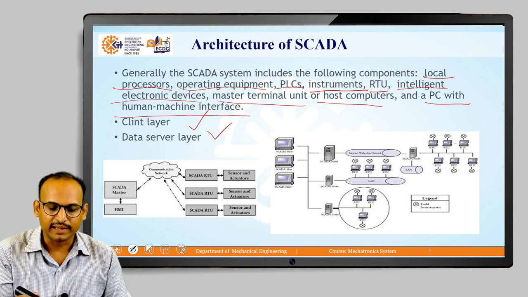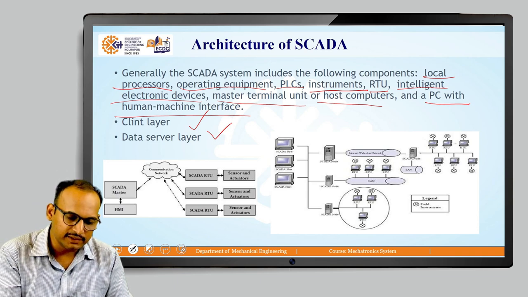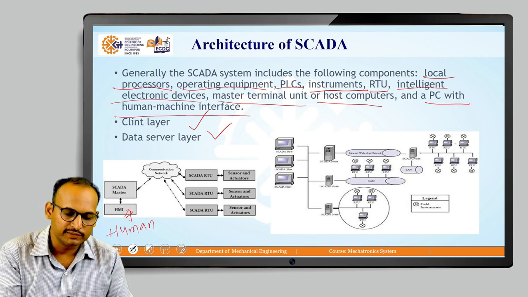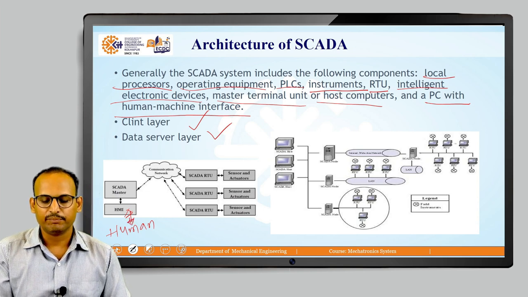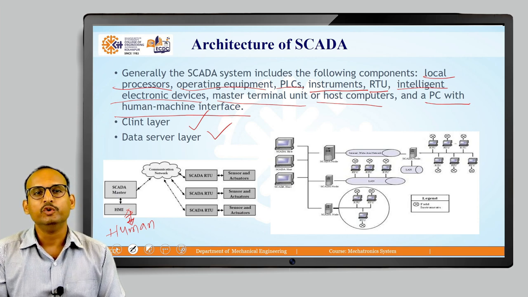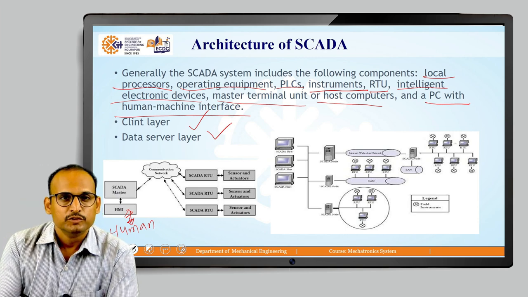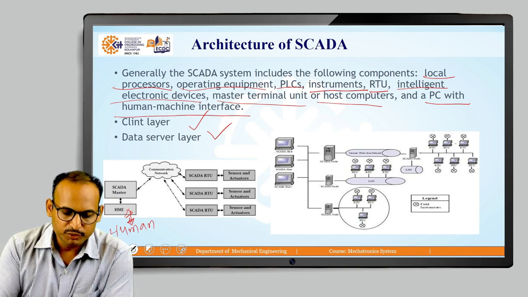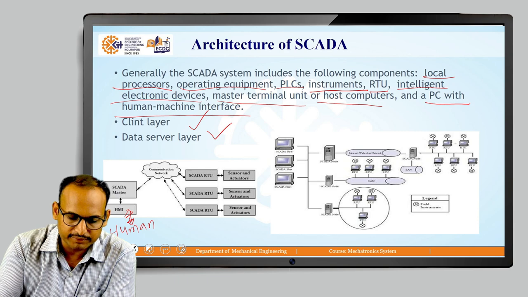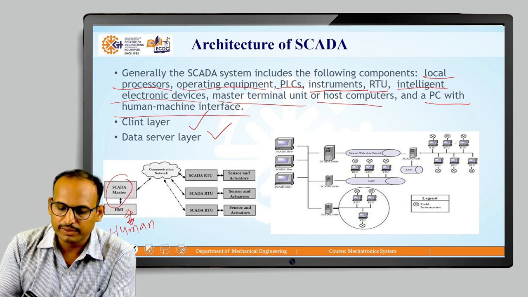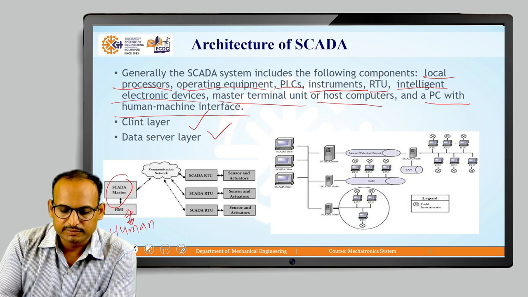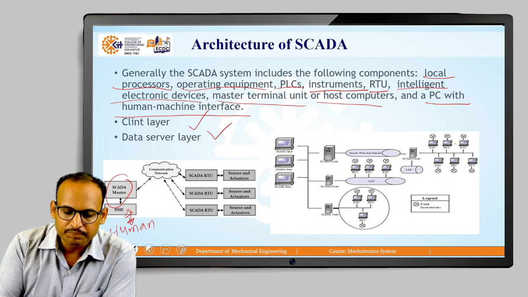You can see in this diagram the HMI. Through the HMI a human being can communicate with the SCADA system. This element is kept in the control room, and through this control room a human being will be controlling. Whatever inputs are given by the human being to the HMI are given to the SCADA master, which takes these inputs and communicates them to the SCADA RTUs.